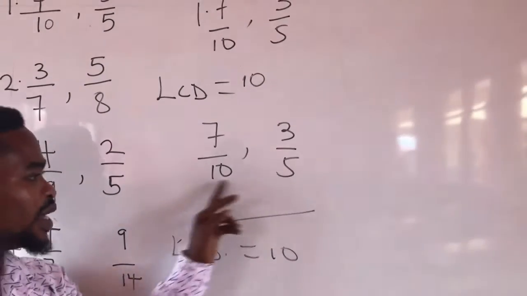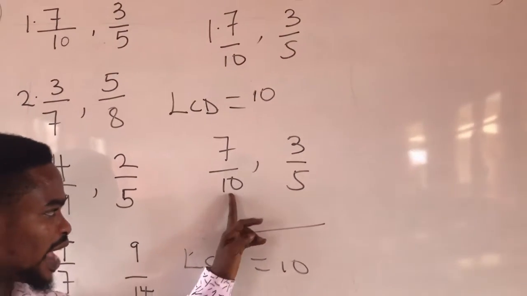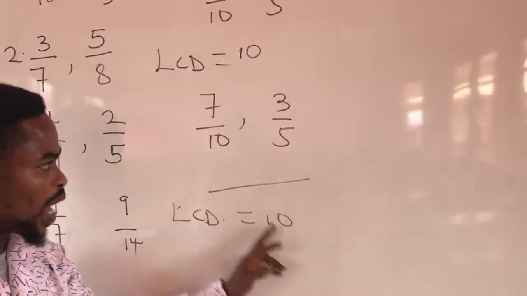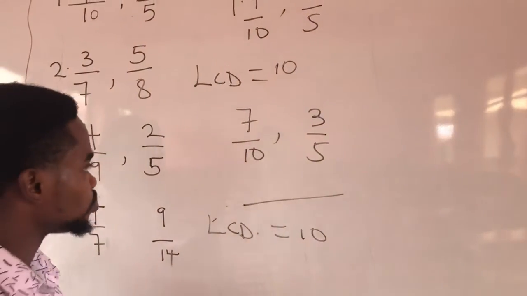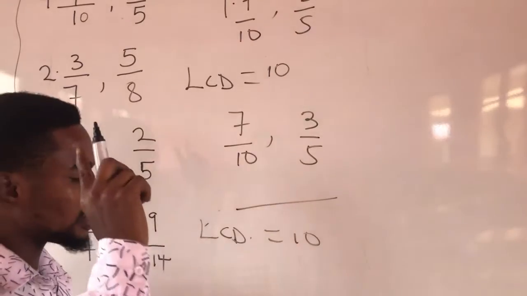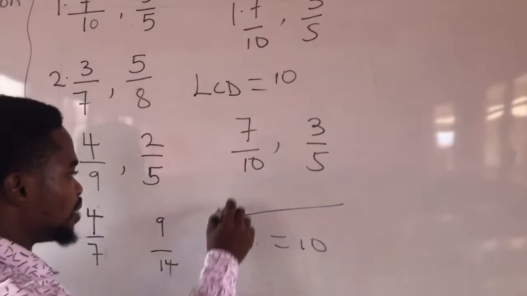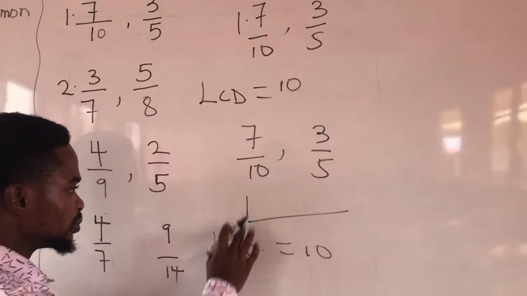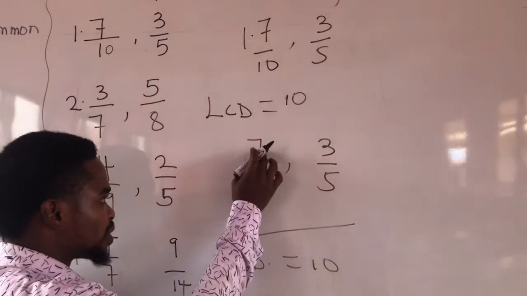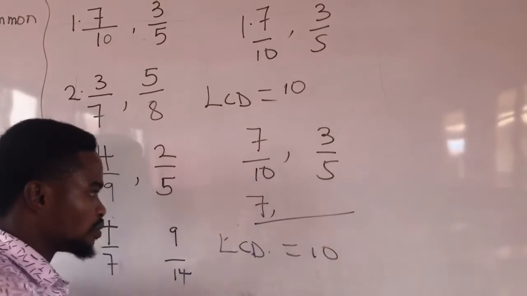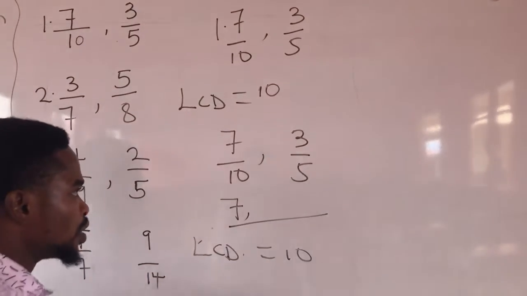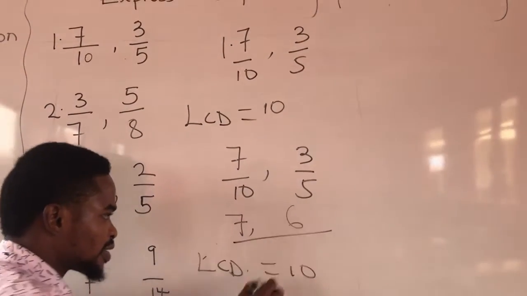It doesn't stop there. We use the two denominators, and this 10 will go into 10 and the 5 also will go into 10, but we have to take it one after the other. First, 10 goes into 10 how many times? Only 1. Then you write 1 here, and we multiply 1 times 7, which gives us 7. We bring the comma. Then 5 goes into 10 how many times? 2 times. 2 times 3 will give us 6.